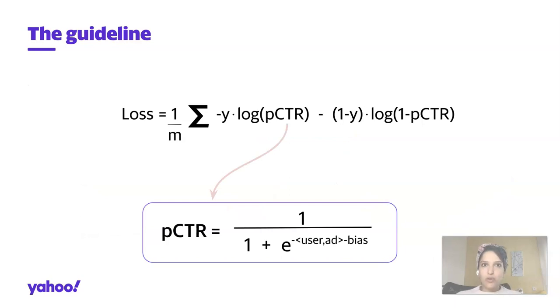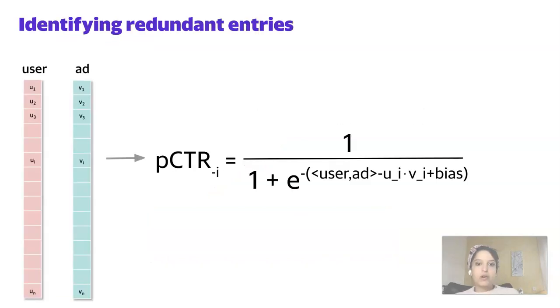Let's remember the PCTR formula we saw earlier. I told you we would come back to it. So the inner product of the user and the add vector is actually the sum of entries multiplication. Therefore, we can define the following. PCTR minus I, which is actually the PCTR of the model without the ith entry of the user and of the add vector. Of course, these entries are changing for every user and every add. So for every event, we would have different ui and vi. How do we achieve the PCTR minus I of an event? We would simply remove the multiplication of the entries ui and vi from the inner product we see on the exponent.